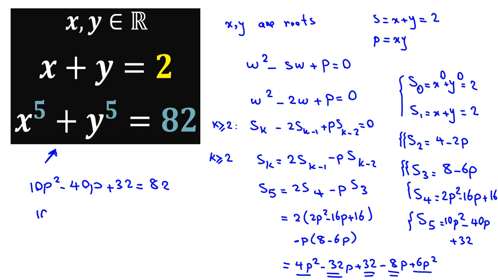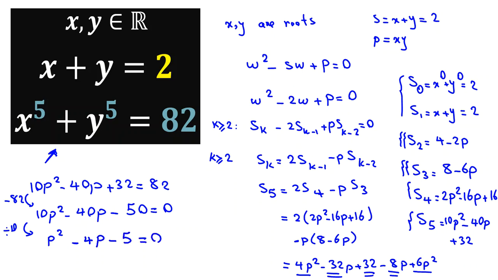So if I take 82 to the left hand side, then it will be what? If you subtract 82 from both sides, it will be 32 minus 82, which is negative 50, equal to 0. We can divide both sides by 10. Here we've subtracted 82 from both sides. Divide by 10. p squared minus 4p minus 5 equal to 0.